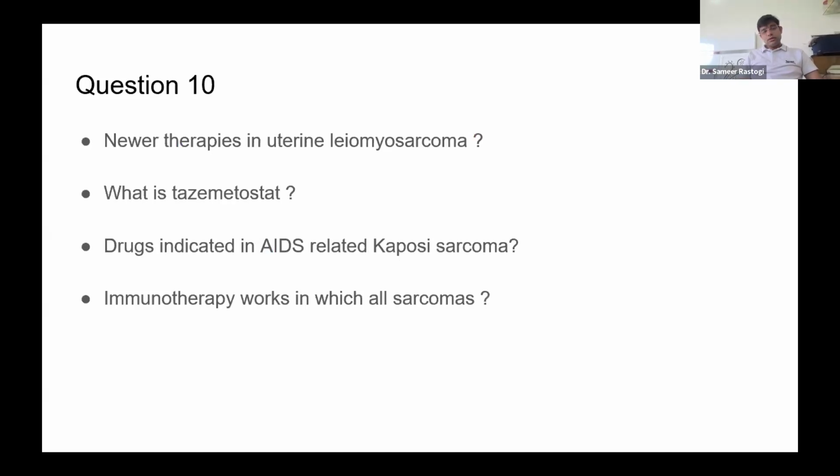What is tazemetostat? We have discussed it. So, newer therapies in leiomyosarcoma. Sir, it is an EZH2 inhibitor. In uterine leiomyosarcoma, I mean, first thing first. Uterine leiomyosarcoma. I'm not sure, sir. Newer therapies. Anyone else? I mean, a person who has progressed on everything. What do you want to do? I mean, post trabectedin, post doxorubicin, post dacarbazine, or let's not say dacarbazine, post eribulin.